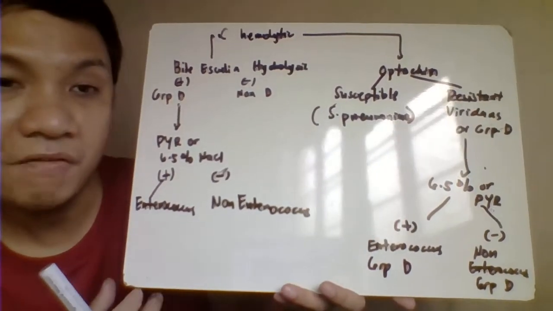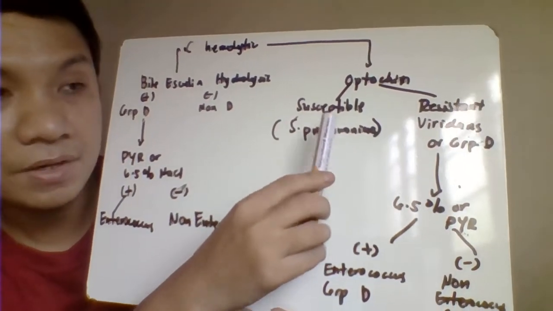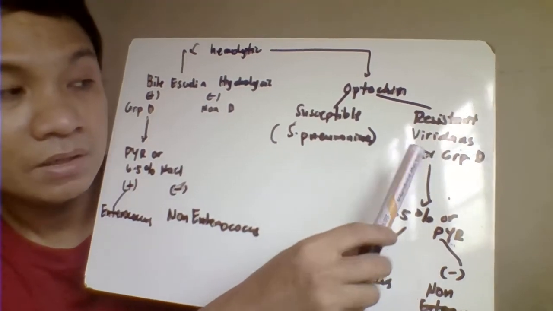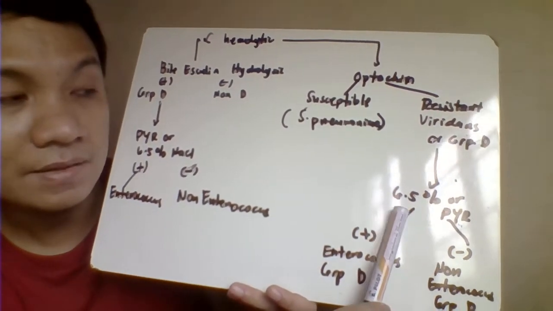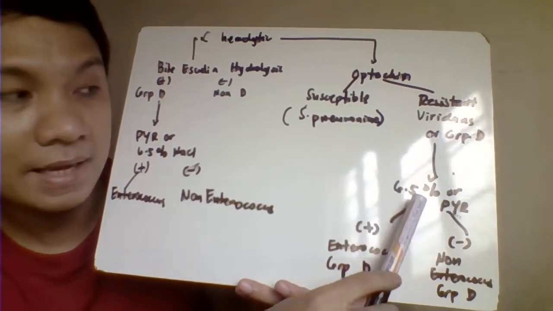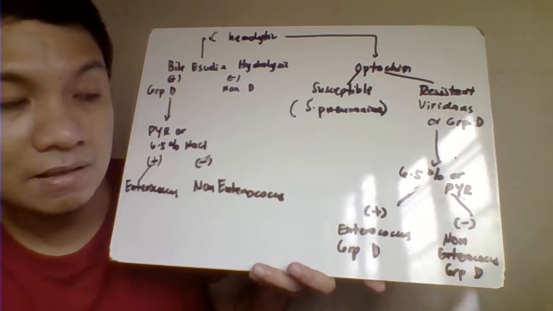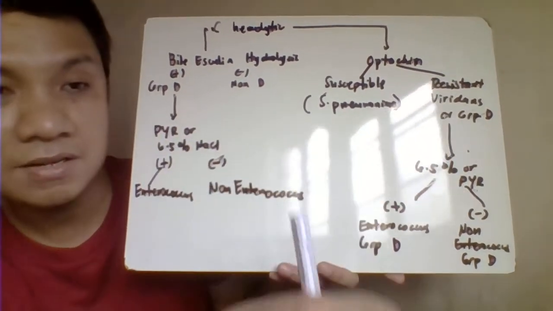Another one, you could also perform your optochin susceptibility testing. If the result is susceptible, then automatically that's Strep pneumoniae. If not, if it's resistant, again, suspect group D or the viridans. Perform the 6.5% sodium chloride test again. Again, this will identify your group D Enterococcus. If it's negative, that's your group D non-Enterococcus. So, that's it, just follow along.